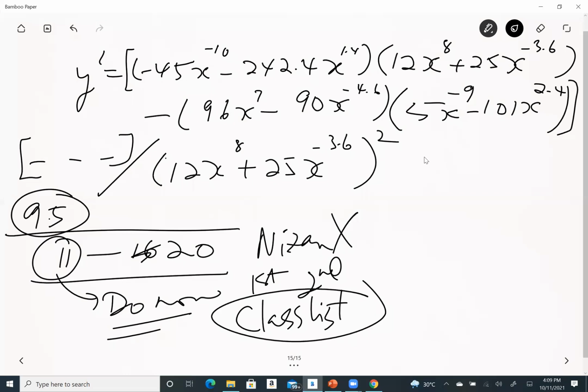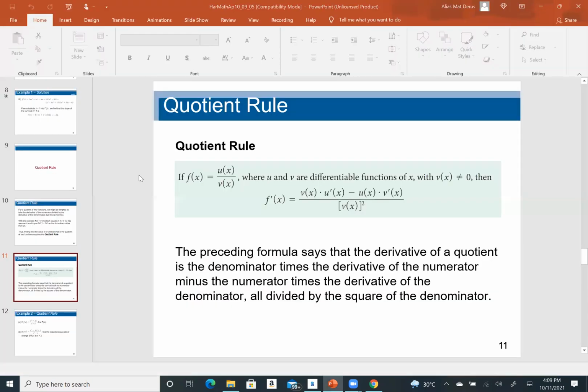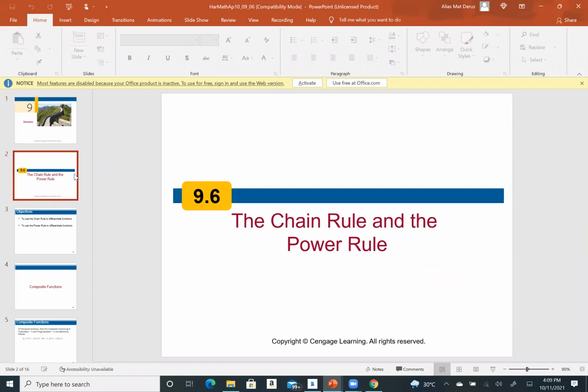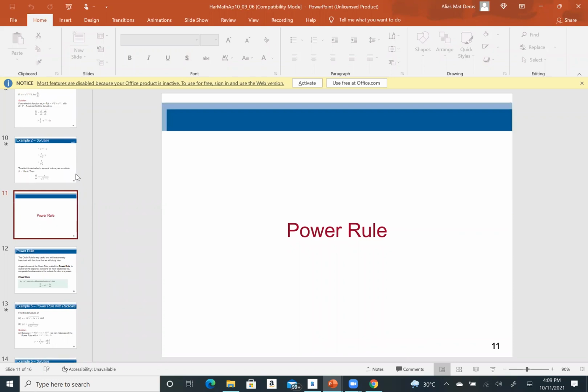Alright, so now we go to, we are done with the quotient rule. We are done with the product rule. So we move on. We go on to 9.6. 9.6, we have what you call the general power rule. Here, the chain rule, the power rule. So we start with the power rule. Okay, I start with the power rule first, because power rule, you just have some terms in X raised to certain power.